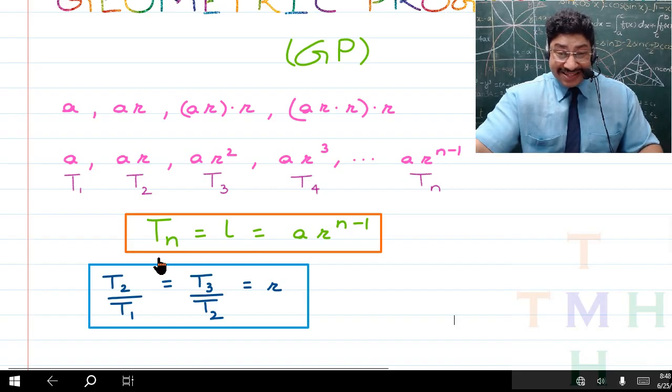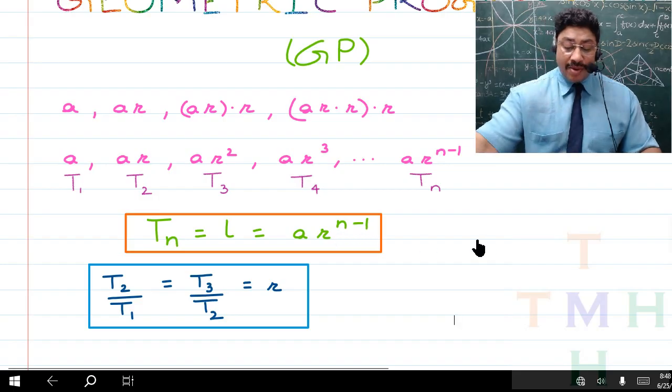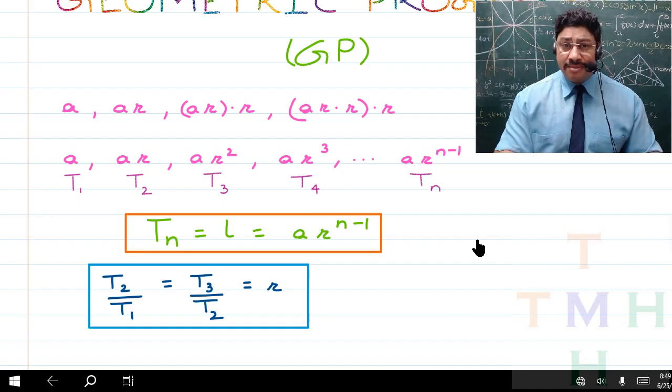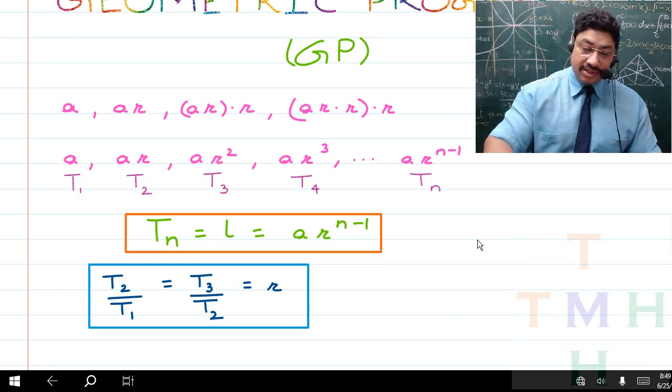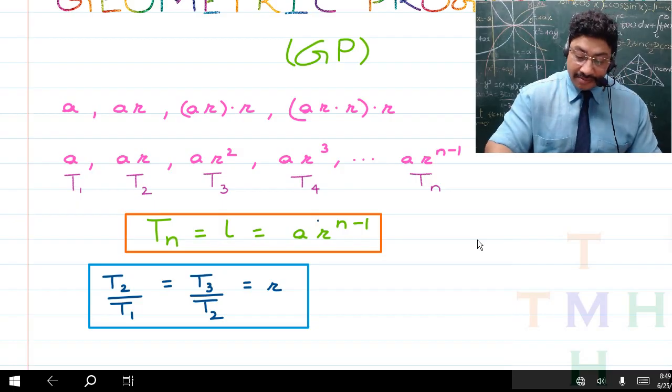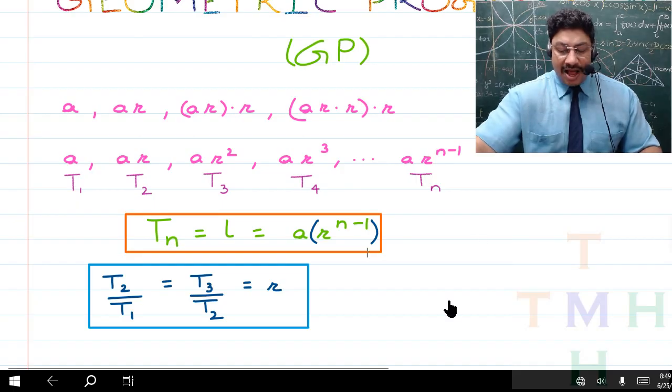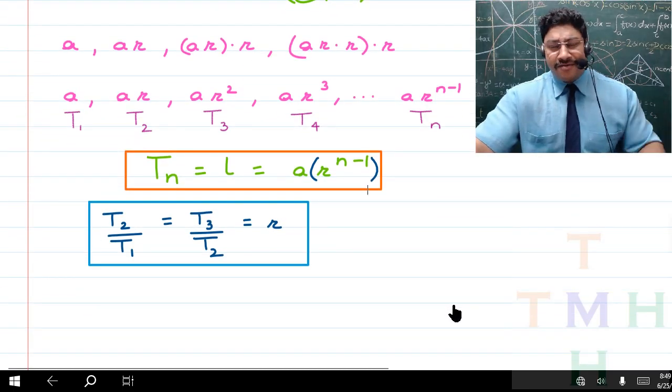Now from this we've got this, that the nth term or the last term is given by a multiplied with the common ratio small r raised to the power n minus 1. Now here children, you require to remember that a is not raised to the power n minus 1, but it is only r which is raised to the power n minus 1, right? So that's why I'll put this in a bracket so that you don't make a mistake.